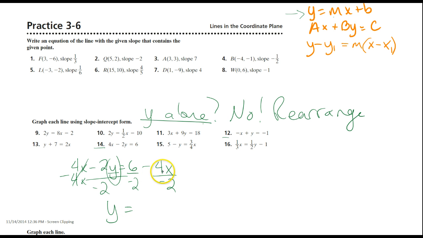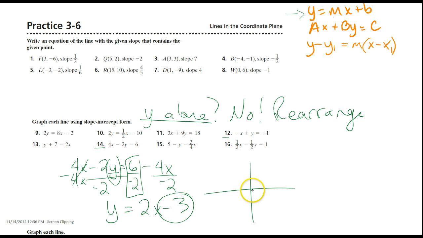So I got negative 4 divided by negative 2. That's positive 2 with my x. And 6 divided by negative 2. That leaves me with negative 3. Now graph that. First place you put your pencil down is the y-intercept, negative 3. 1, 2, 3. Then I do the slope. 2x is the same as saying 2 over 1, so that means I go up 2 over 1 and put a dot. Up 2 over 1 and put a dot.